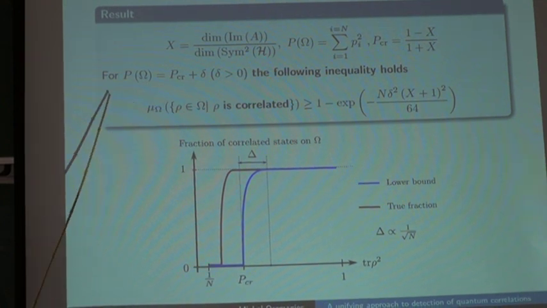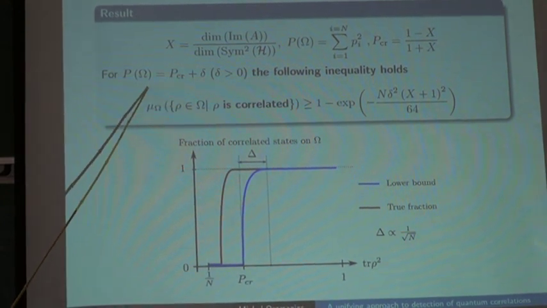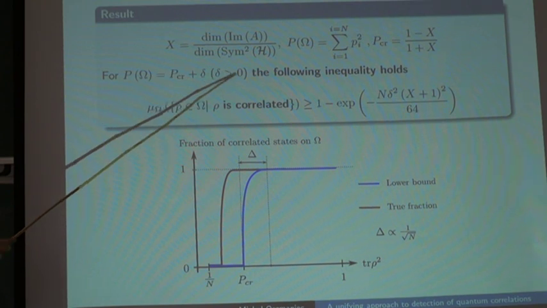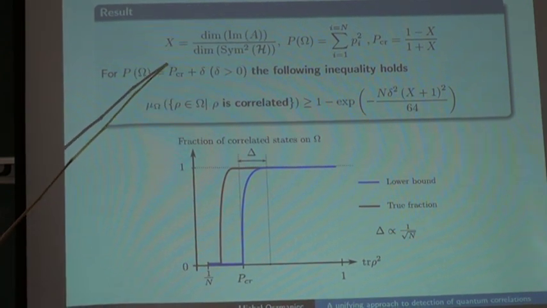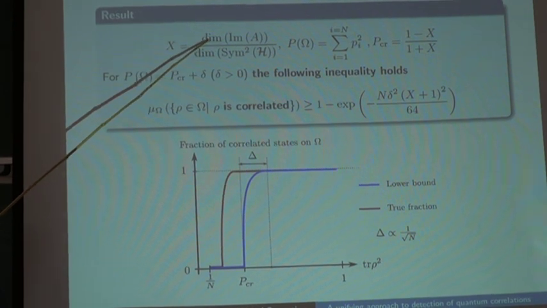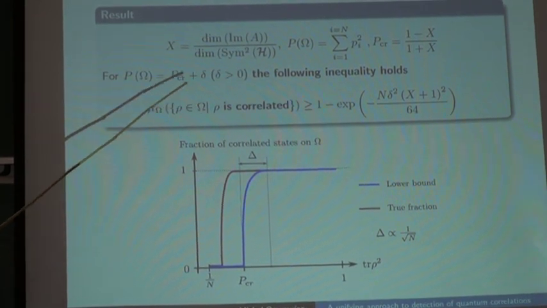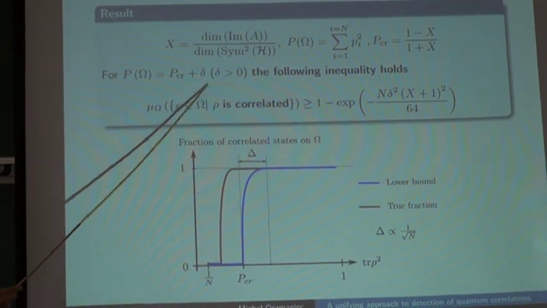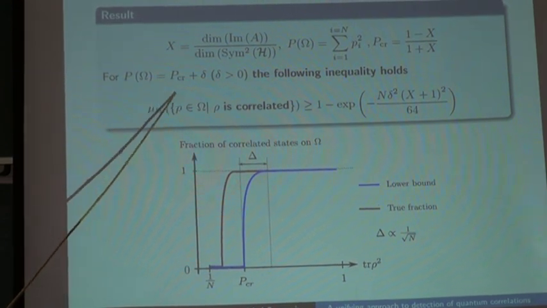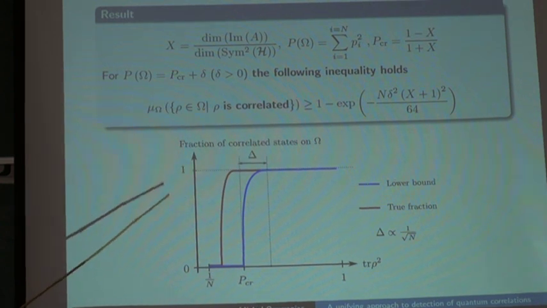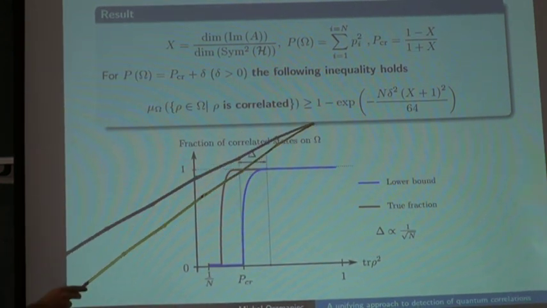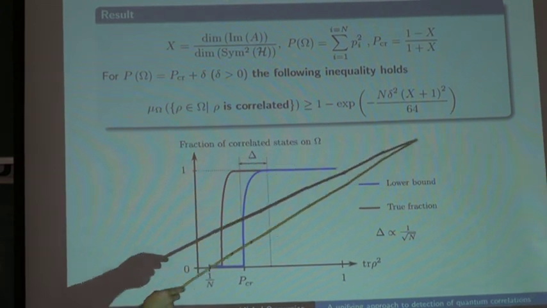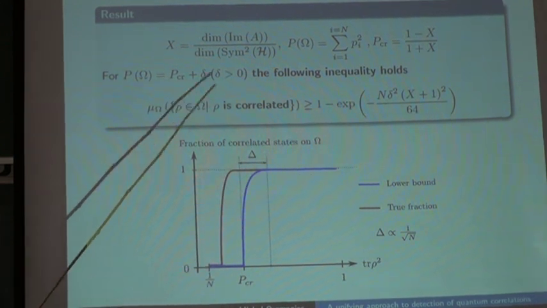Whenever purity exceeds by delta some critical purity, which is written here in terms of parameters of my class M, where x is just the ratio between the dimension of the image of A and the dimension of the whole symmetrized space H, then the measure of states which are correlated is essentially almost equal to 1. I mean, it is bounded by 1 minus some term which depends on this delta quadratically.